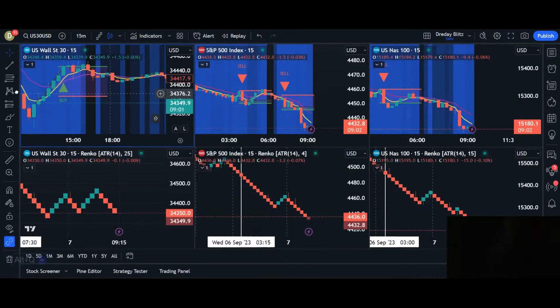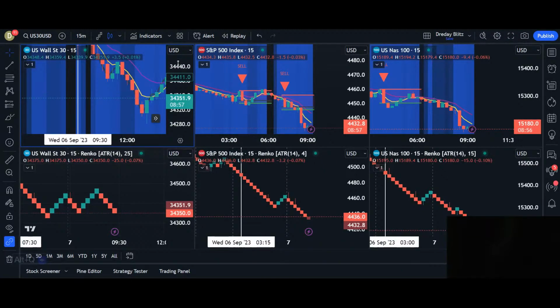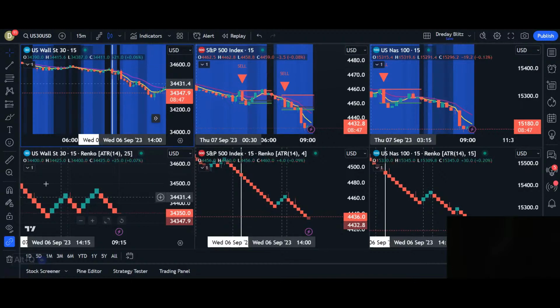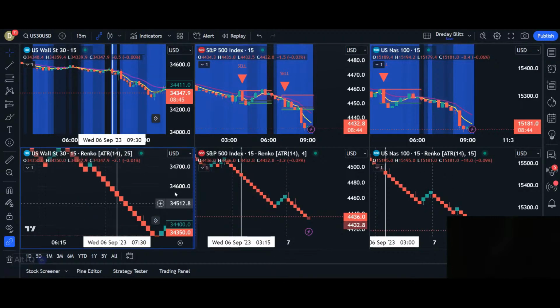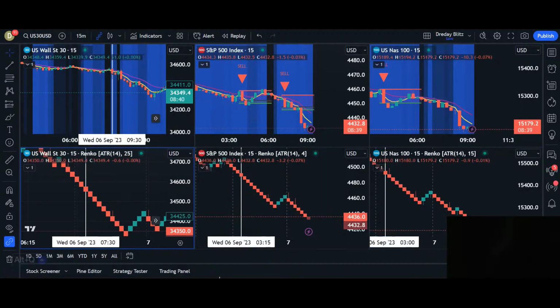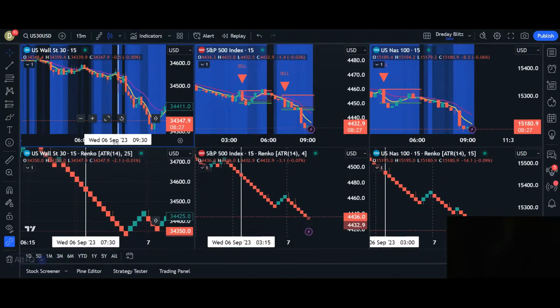We're gonna start with the US 30. Okay, perfect. So we had a sell setup here. And if you look at the Renko bars at the bottom, you're gonna see that this is where the entry came in. The system is that when you have a signal for a buy or a sell, for this example, it was a sell setup.